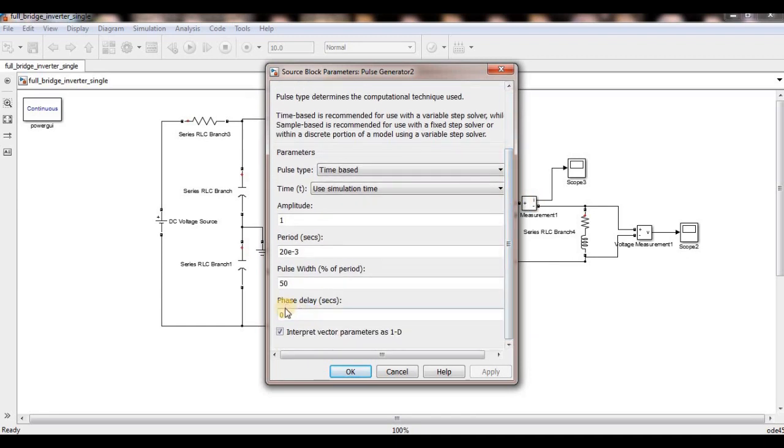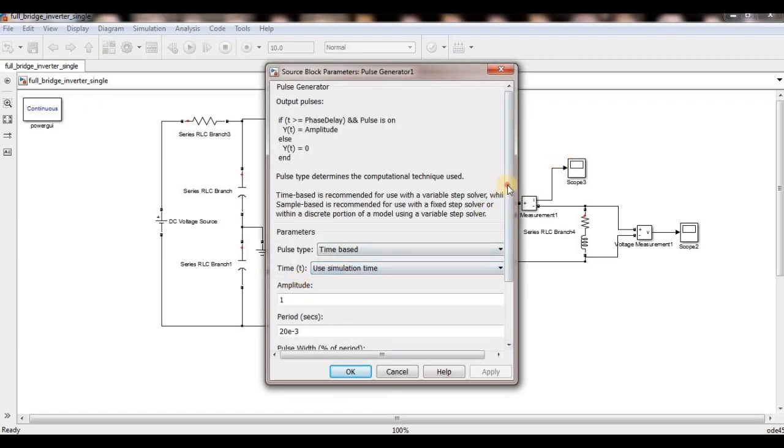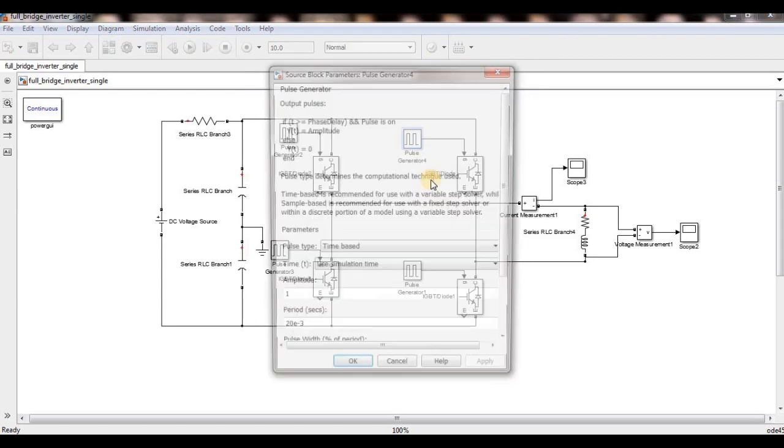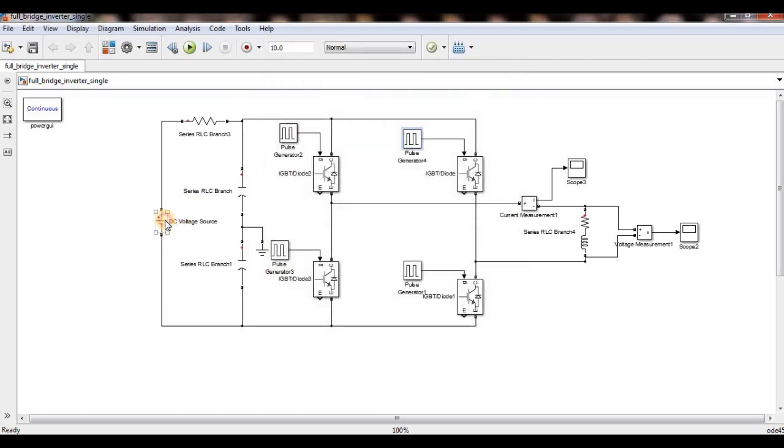The pulses start at 0 with 50 percent pulse width and the frequency is 50 hertz. So 1 by 50 is 20 milliseconds. I give the same pulse here also. These two pulses have a 180 degrees phase shift from these two pulses, so we only have to add a phase delay of 0.01 second, I mean 10 milliseconds. It is 20 milliseconds for a full cycle and 10 milliseconds for a half cycle. The DC voltage I considered is 100.